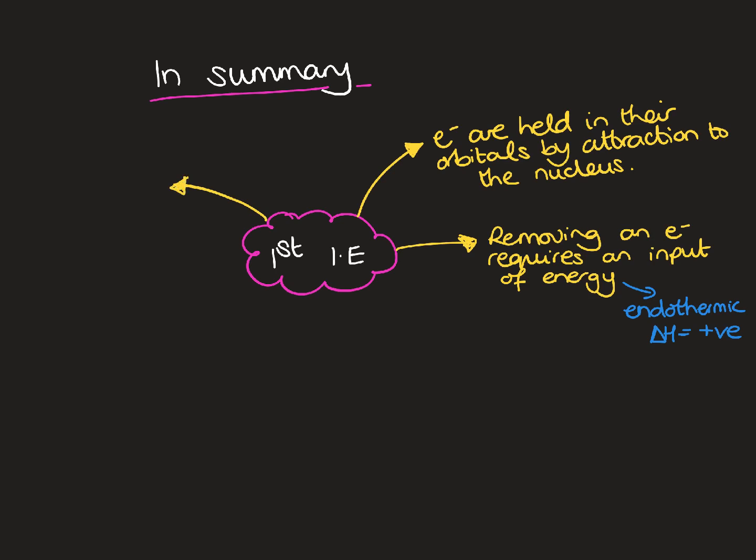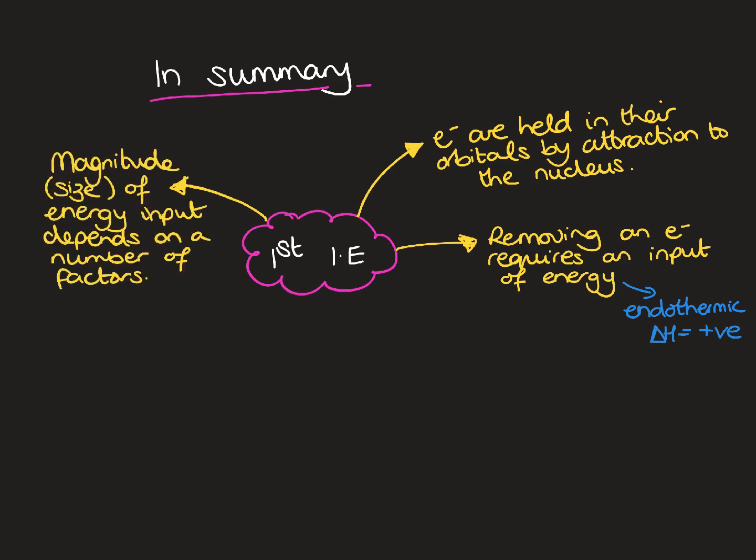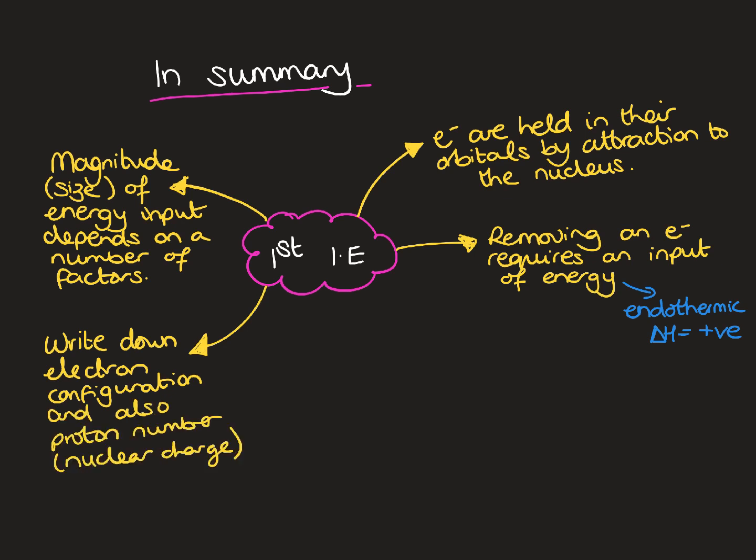The size of this energy input depends on a number of factors. And really, when you are looking at comparing cases, the first thing that you should do is start thinking about the electron configuration and also the number of protons. Once you've considered that, then you can think about things like the size of the atom. Just how far away is that electron? The further away it is, the easier it is to remove.